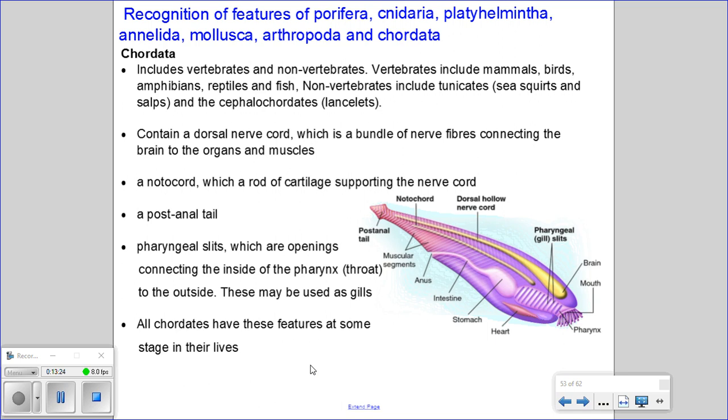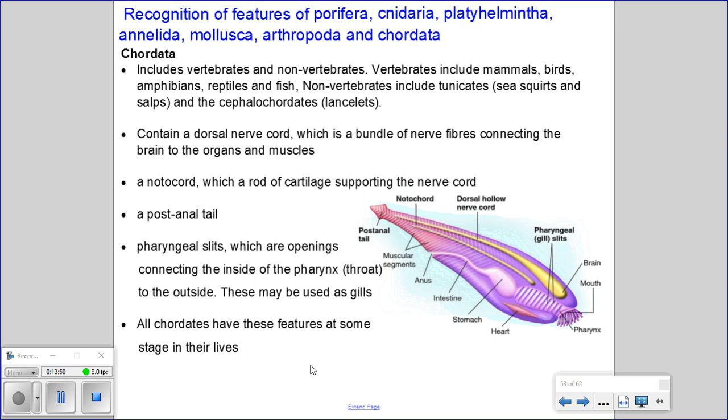Main features of the chordata include the following. So chordata will include vertebrates and non-vertebrates. Vertebrates include mammals, birds, amphibians, reptiles, and fish. Non-vertebrates include tunicates, which are sea squirts and salps, and cephalochordates, which are lancelets.